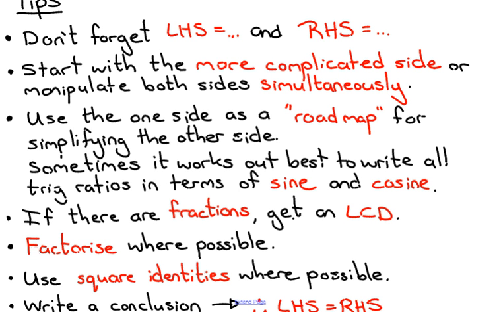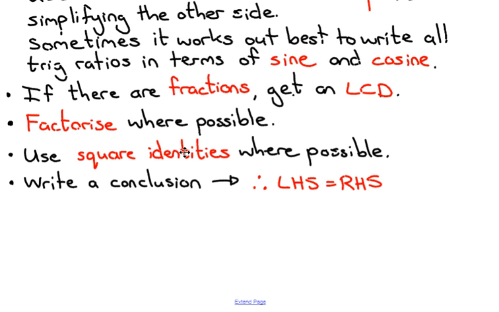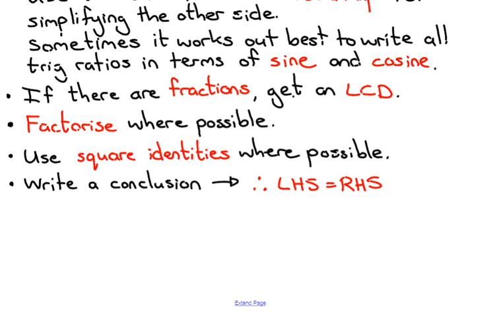But sometimes it works out best to write all trig ratios in terms of sine and cosine, and that's when you are manipulating both sides, especially at the same time. If there are fractions, don't forget to get a lowest common denominator. Then factorize where possible, and use square identities where possible to simplify further. Don't forget about your conclusion of left-hand side and right-hand side.